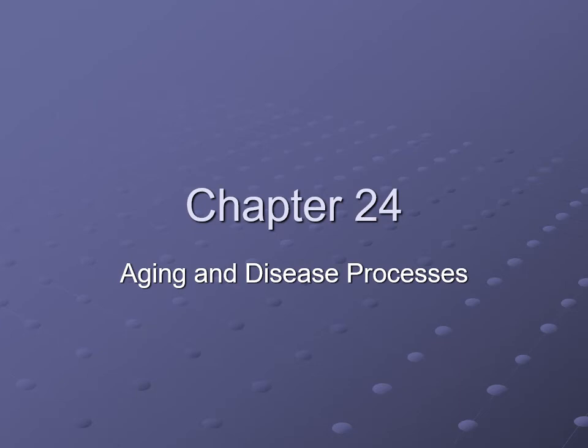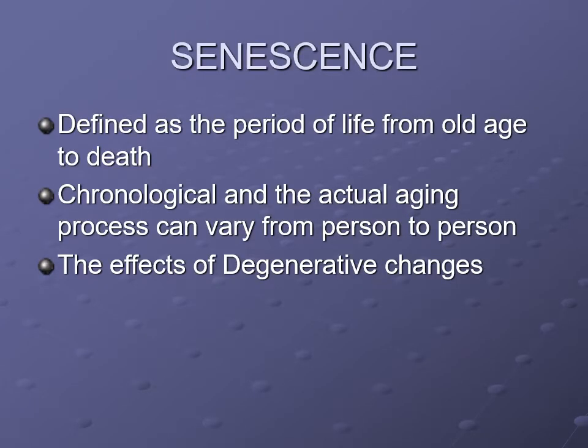Okay, this chapter has to do with aging and the disease process. And the term senescence refers to the period of life from old age to death. The chronological and the actual aging process can vary from person to person. Degenerative changes associated with aging may predispose an individual to certain pathologies, and pathologic changes can hasten aging.